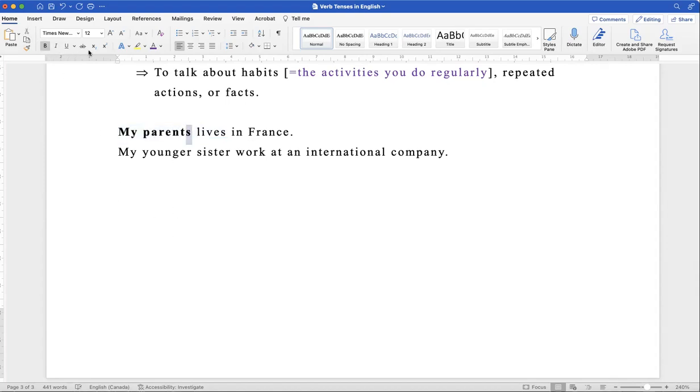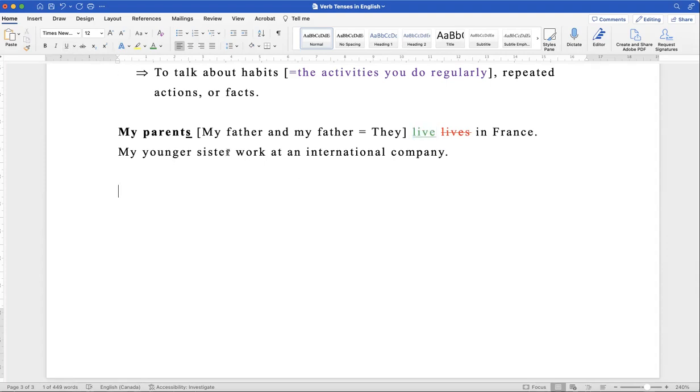We have an S at the end. But here, my parents means my mother and my father. So this means they. After they, you cannot use S. So this is a mistake. So this should be live, not lives. So we should correct this one. Live. This is an example of a common mistake in IELTS writing or in other international tests of English.